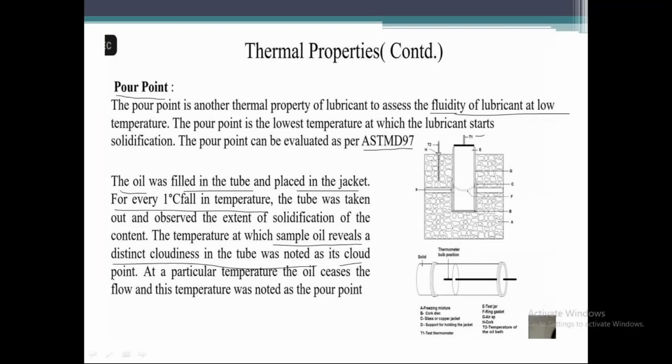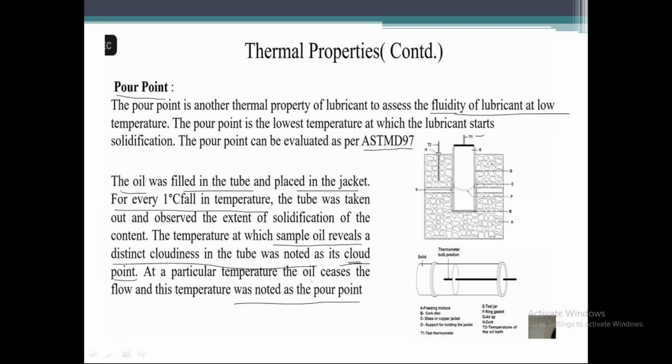Once you reduce the temperature further, there will be a point where there is a transition from liquid to solid. It is not like in a moment it will change. You will find initially a cloudy appearance, and that is known as the cloud point. Once you find the cloud point, if you reduce one more degree Celsius, you will find the pour point. The particular temperature at which the oil ceases to flow is noted as the pour point.